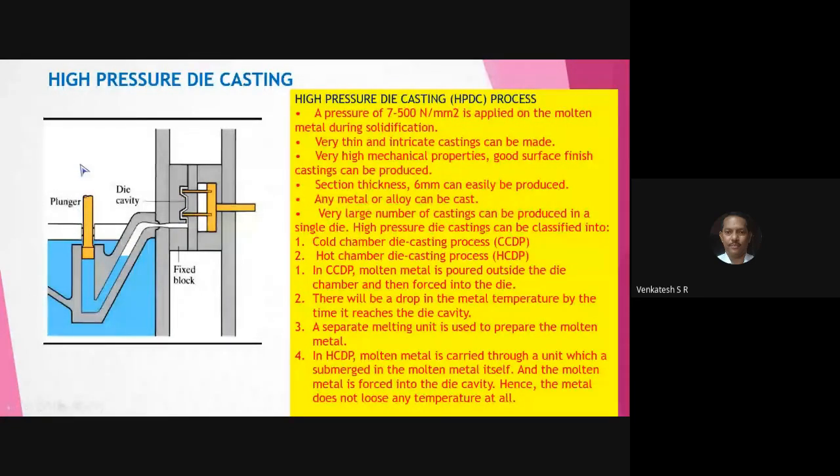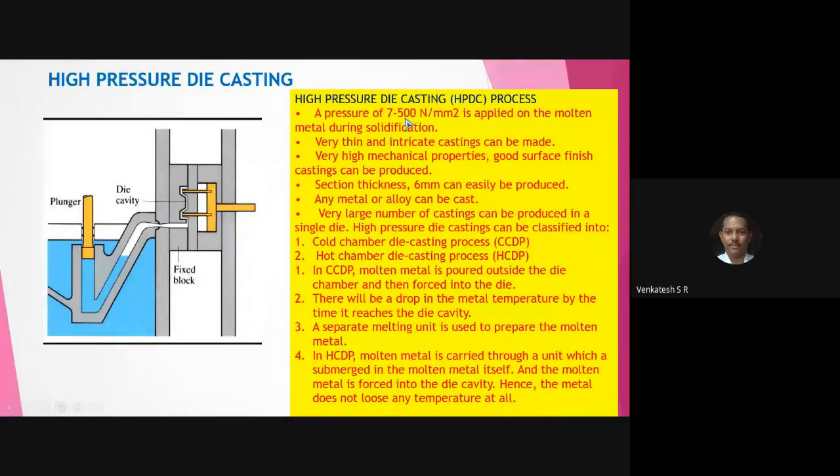The plunger moves from top to bottom, which makes the high pressure liquid metal, or liquid plastic, flow into the tube and fill the die cavity here. This is high pressure die casting.